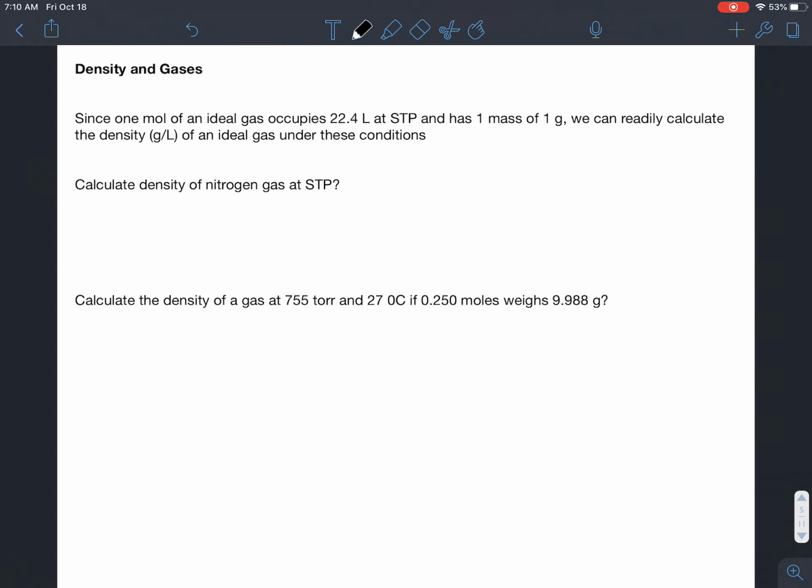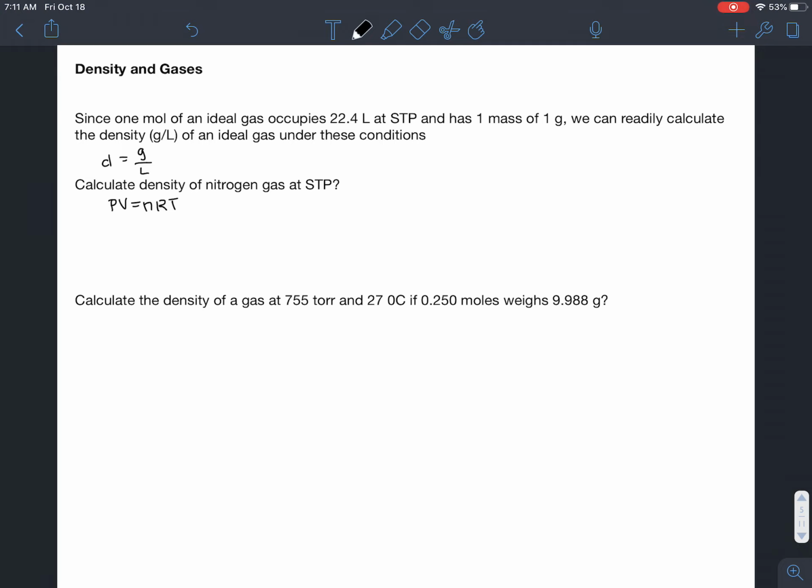So I know that the ideal gas law is PV equals nRT. Well, I know that I want volume on the bottom for density, so density is equal to grams over liters. If I want liters on the bottom, I'm going to need to manipulate this equation to get volume on the bottom. And I need to get grams in there, so I have to use molar mass.